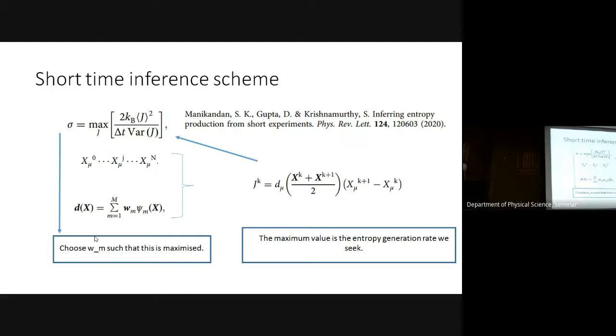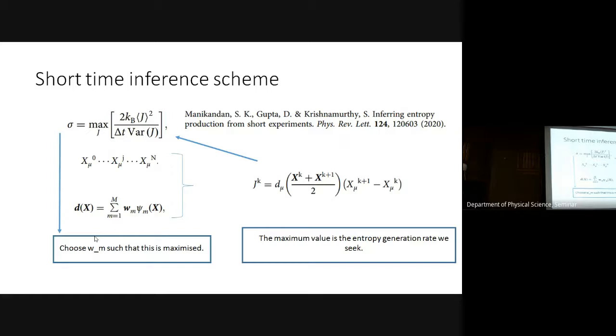Okay. So there is this thing invented, which is almost magic, called the short time inference scheme, invented by Srikant and Shupriya and someone else, I don't know, but anyhow. There is a paper in 2020 where they say inferring entropy production from short experiments. I am not going to prove it for you because that will be another talk. But the main result is the entropy generation rate is a maximum over J of this quantity. Okay. So let me walk you through how to operationally use this.